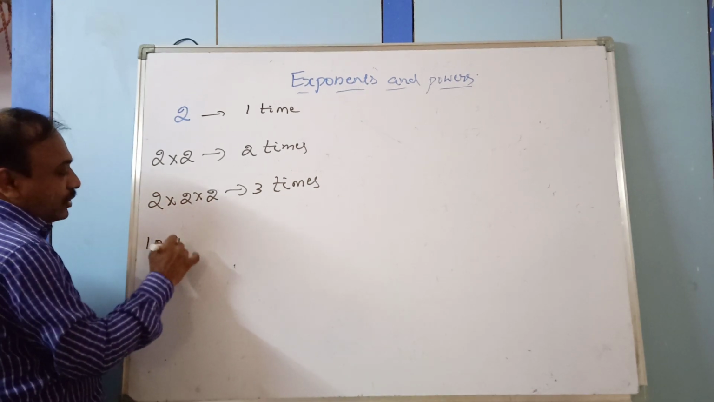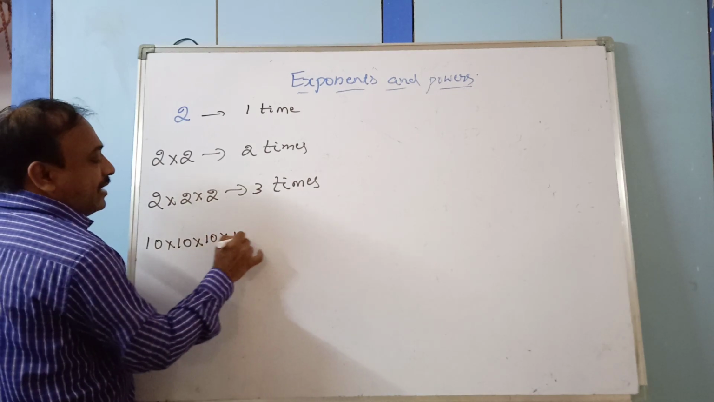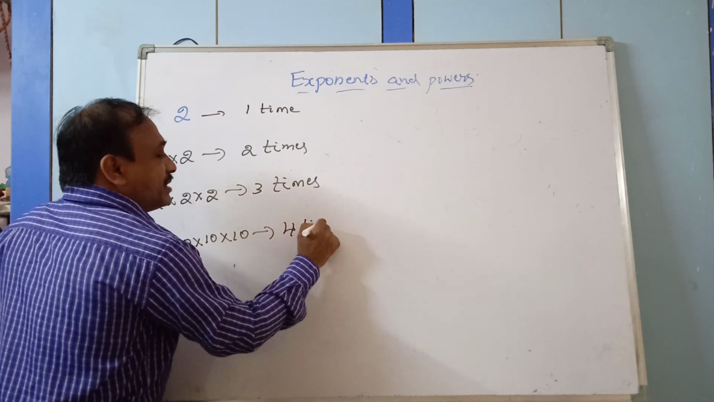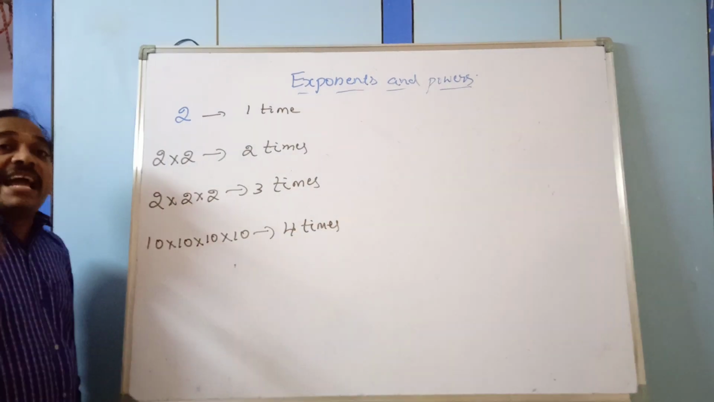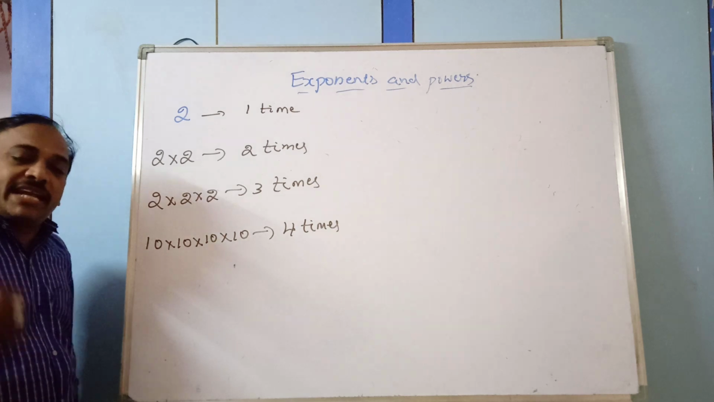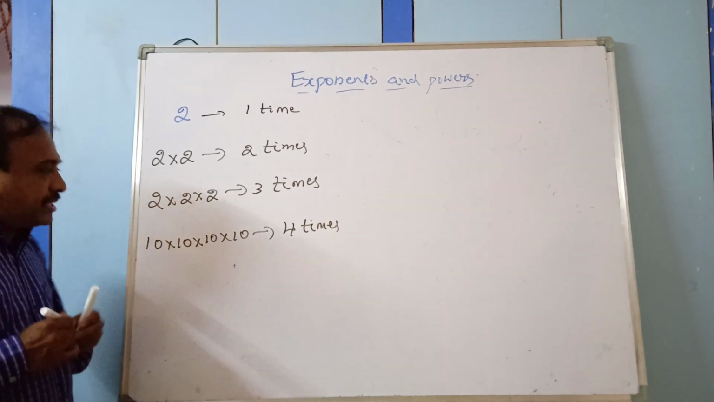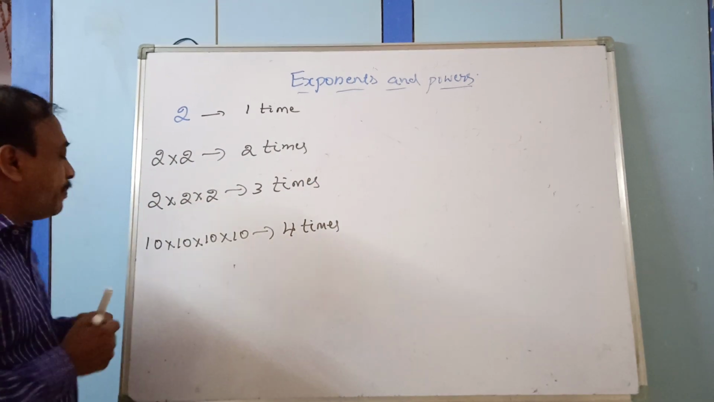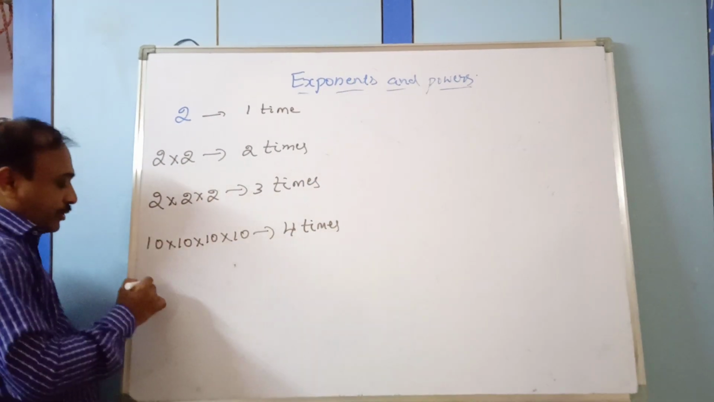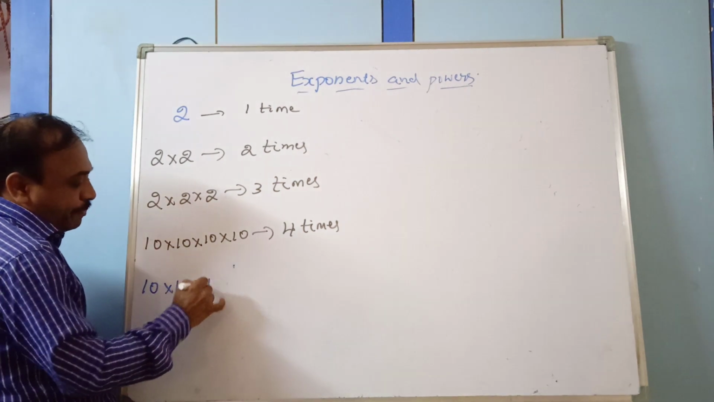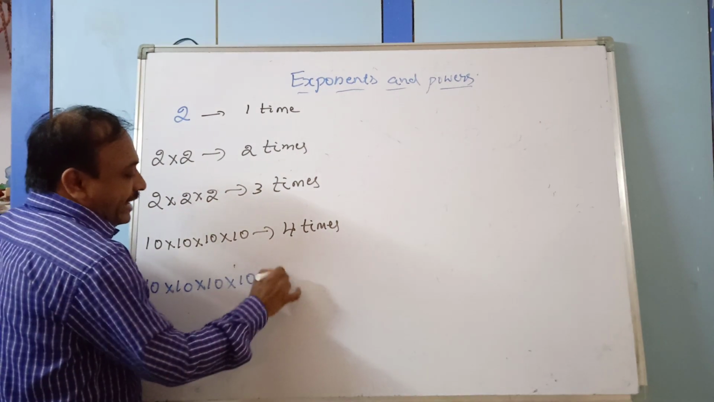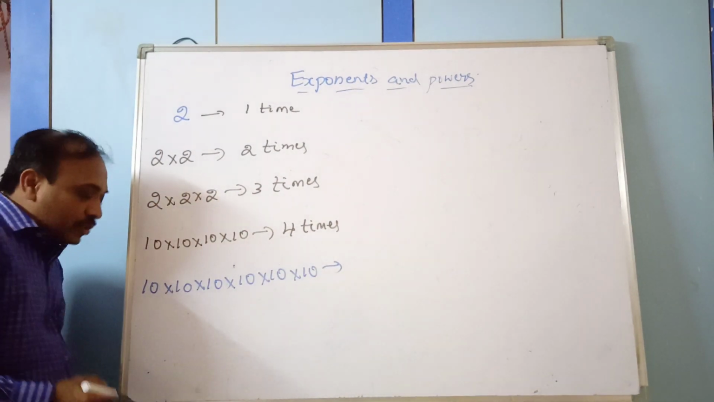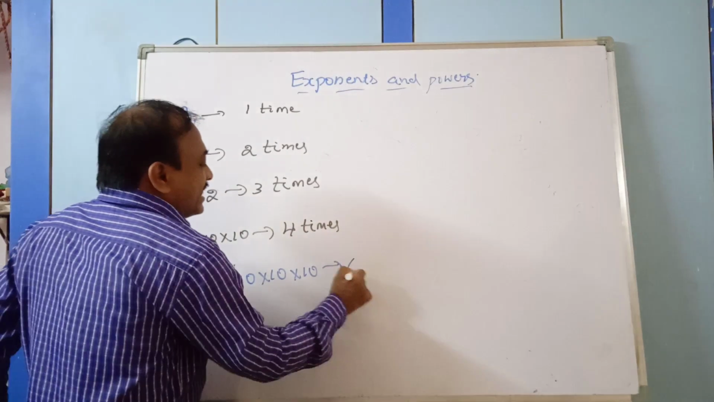Then 10 into 10 into 10 into 10. How many times is 10 repeating? 4 times. 10 is multiplied by itself 4 times. So 2 multiplied by itself 3 times, 2 multiplied by itself 2 times. Next, suppose 10 into 10 into 10 into 10 into 10 into 10. How many times? 1, 2, 3, 4, 5, 6. It is multiplied by itself 6 times.